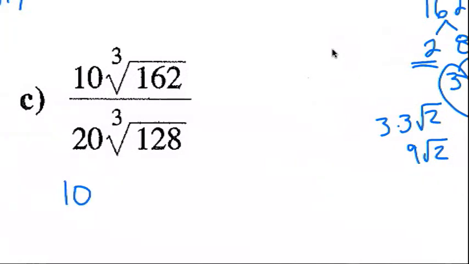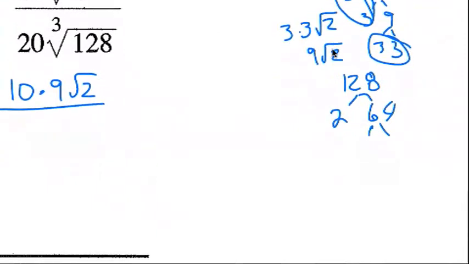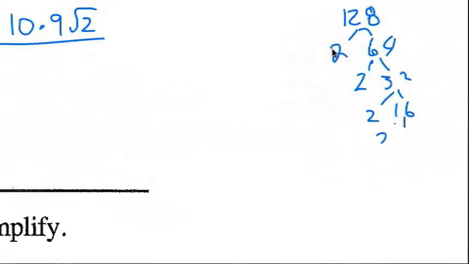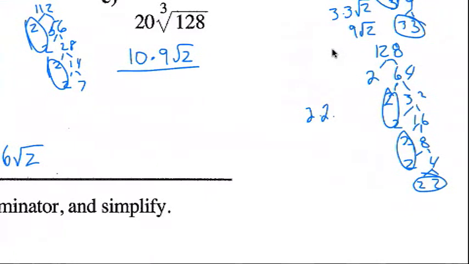So this is going to be 10 times 9 square root 2 all over. I do the same process for 128, which is 2 and 64, which I know is 8. So 2 times 32, oh, we got a lot of 2s. 2 times 16, 2 times 8, 2 times 4, 2 times 2. There's a group of 2, there's a group of 2, there's a group of 2. So that's 3 2s. So this is 2 times 2 times 2. Lonely 2 left over. So 8 square root 2. 20 times 8 square root 2.